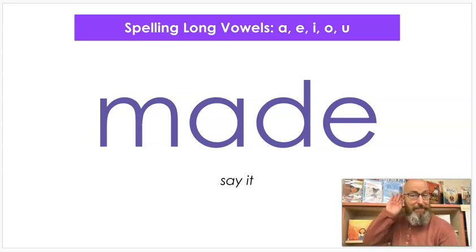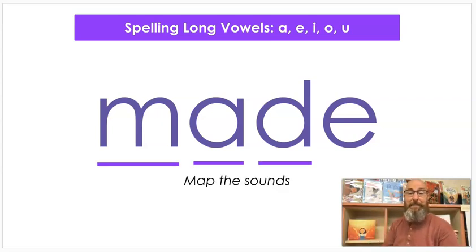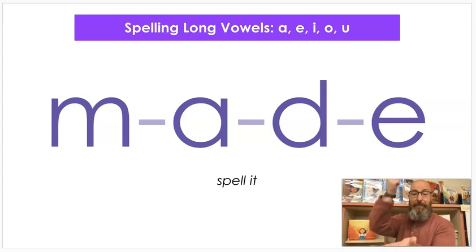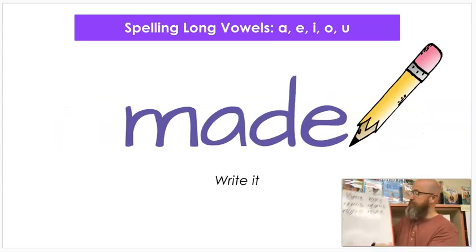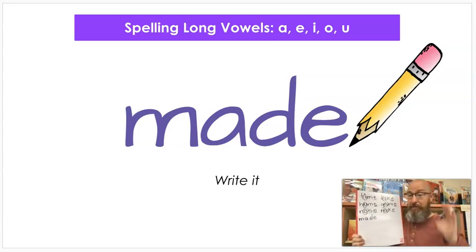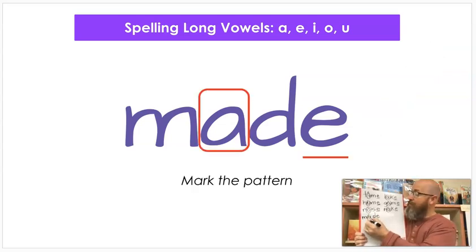Our next word is made. Say made. Map the sounds. M, A, D. Made. And of course, this is something when you make it, you made it. Spell it. M, A, D, E. Made. Write it. M, A, D, E. What's the long vowel sound? A, that's right. And what are we going to underline? Our bossy E.